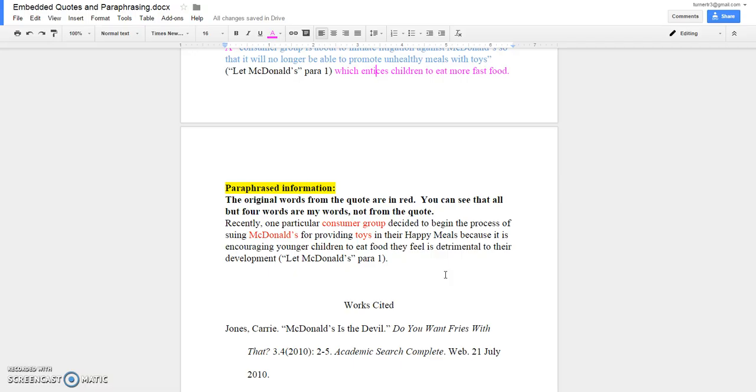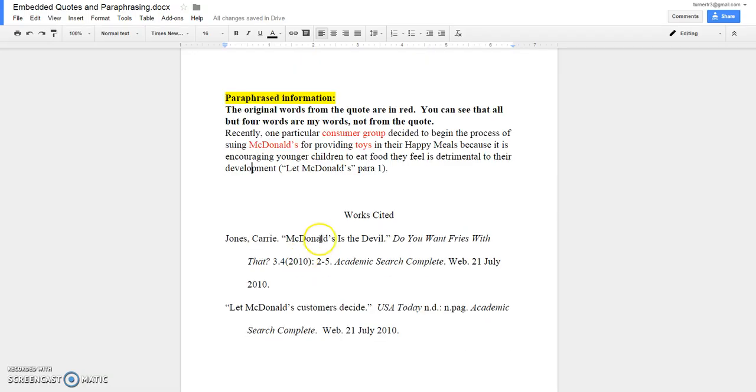You can see that I put the original words from the quote in red, and I did that so you could see that only 4 of my words in this paraphrase came from the original quote. Everything else was my creation. If you have more than 3 or 4 words, especially grouped together one after the other, you are not paraphrasing. You're still quoting. So you need to double check when you're paraphrasing that it really and truly is your words.